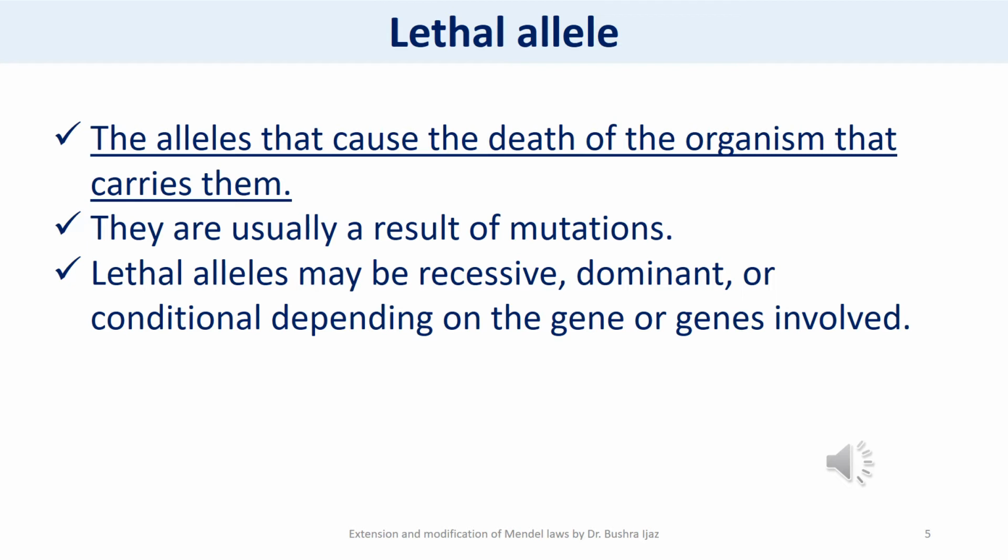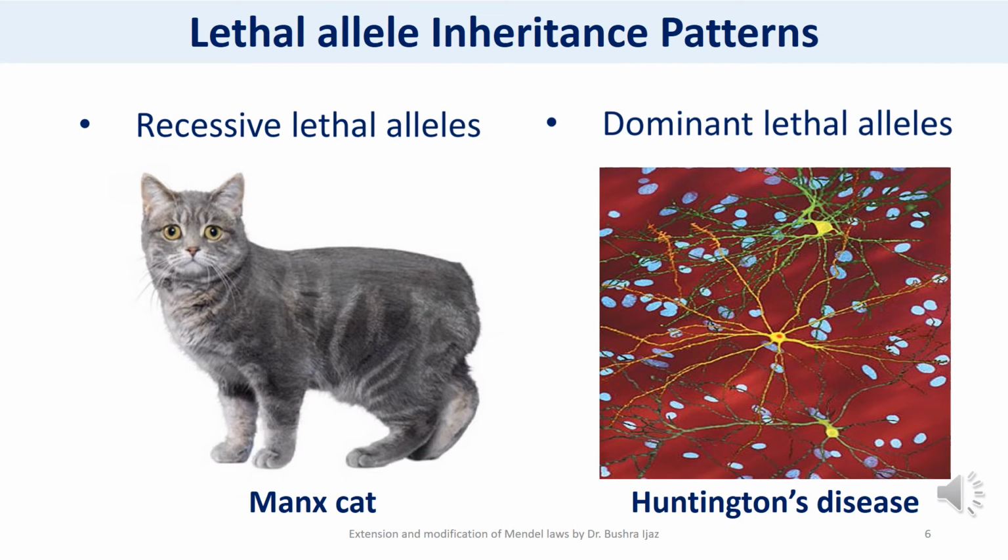So first of all, we have lethal alleles. Lethal alleles are also referred to as lethal genes or lethals. These are the alleles that cause the death of an organism that carries them. They are usually a result of mutations in the genes that are essential for growth or development. Lethal alleles may be recessive, dominant, or conditional depending on the genes involved. Lethal alleles can also cause death of an organism prenatally or at any time after birth, though they commonly manifest early in the development. Now let's look at the inheritance pattern of the lethal alleles.